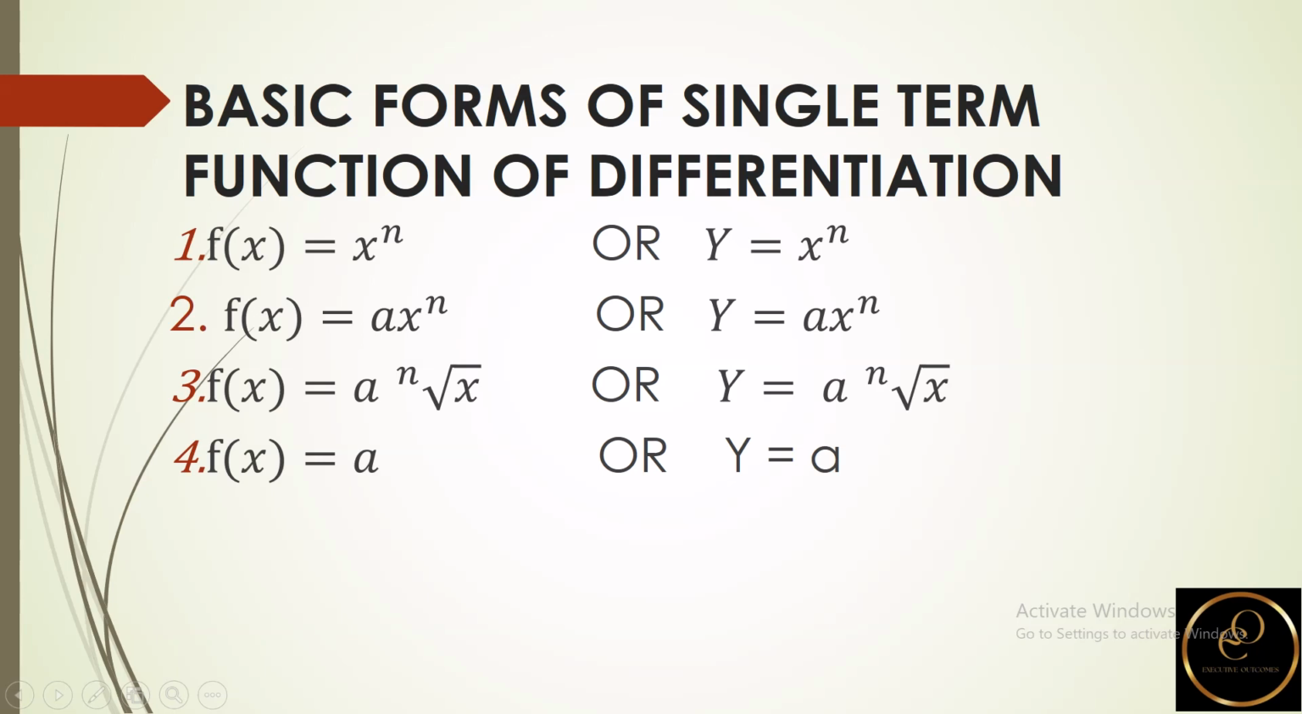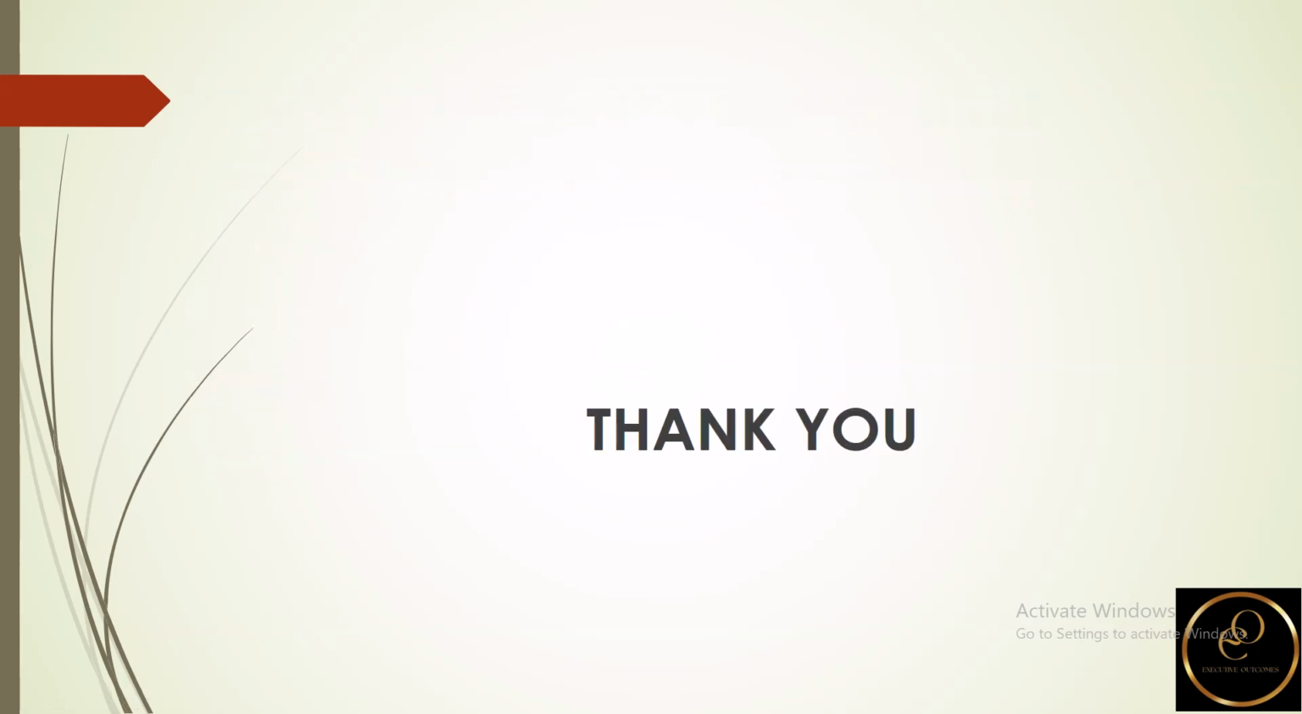Or you can have the third one, which is function of x is equal to a multiplied by the root of x, which can be written as y is equal to a multiplied by the nth root of x. Or you can have function of x is equal to a constant, which is written y is equal to a. So these are the basic forms of single term function.